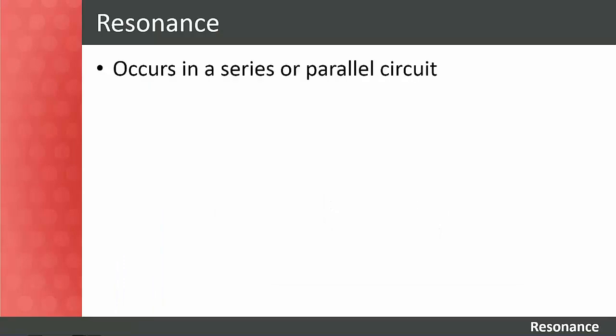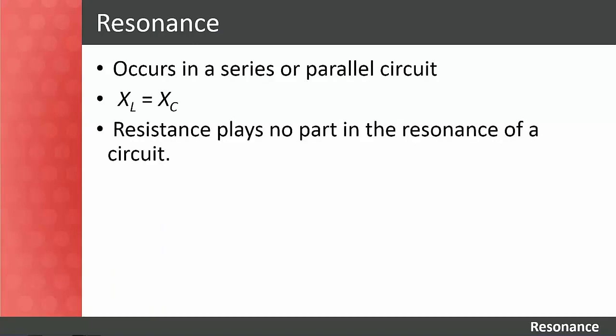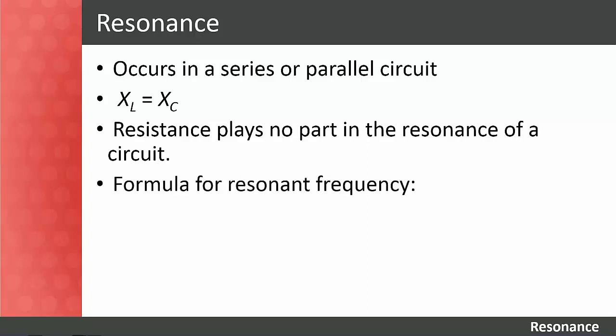Resonance is a condition that will occur in a series or parallel circuit when XL equals XC. Resistance plays no part in the resonance of a circuit. The formula to calculate the resonant frequency is F equals 1 over 2 pi square root LC.